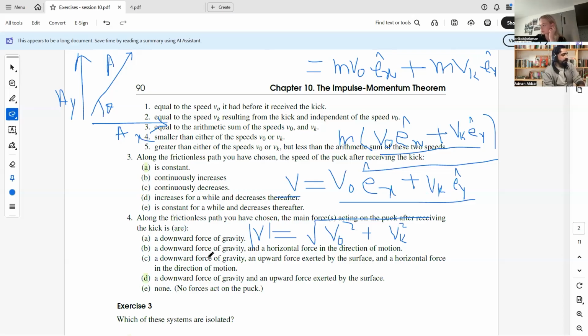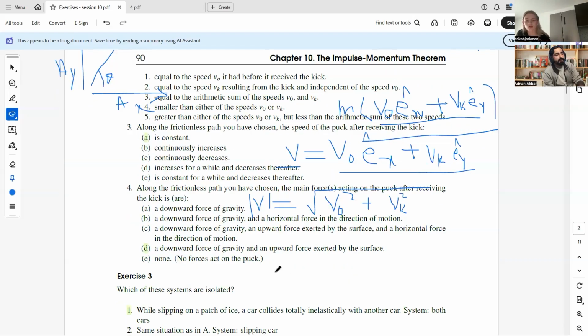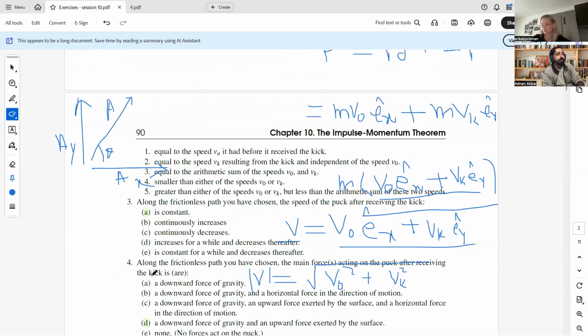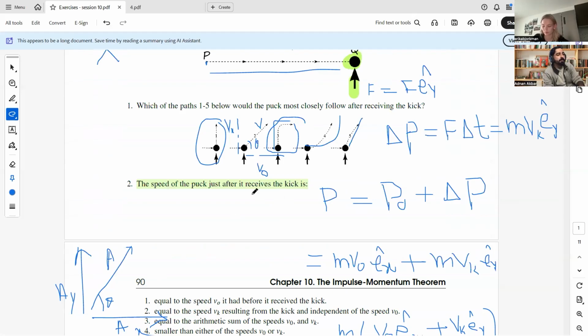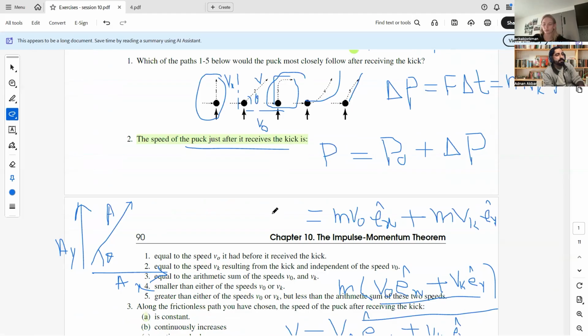You also need to know that the sum of the velocities v naught plus vk is always greater than the square root of v naught square plus vk square, because the square root reduces its actual value, but that is not our concern. Our purpose was just to show its speed, so we have shown its speed.